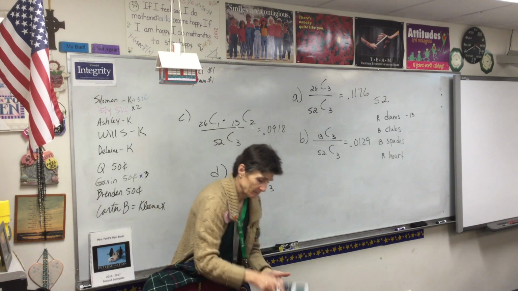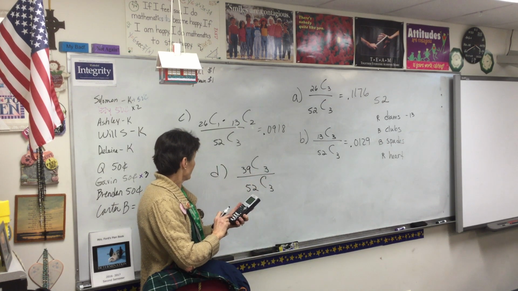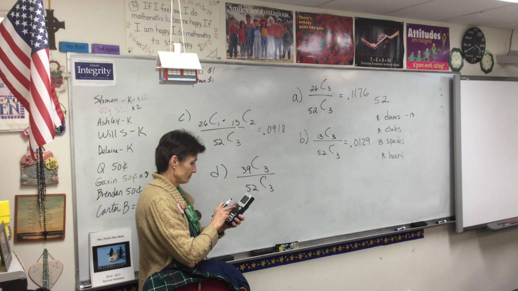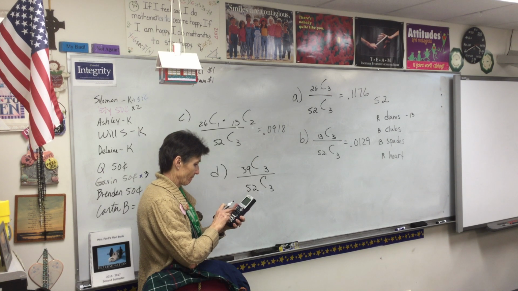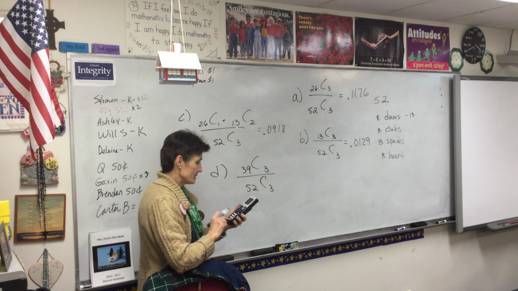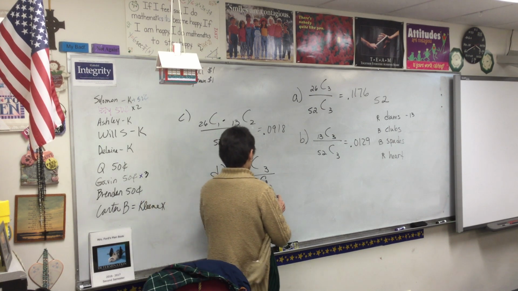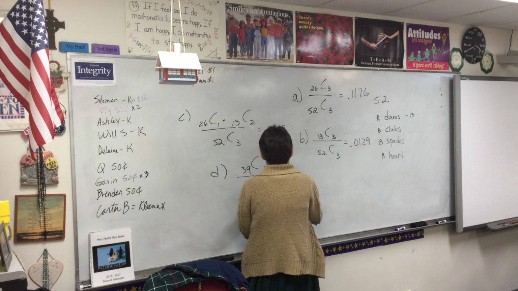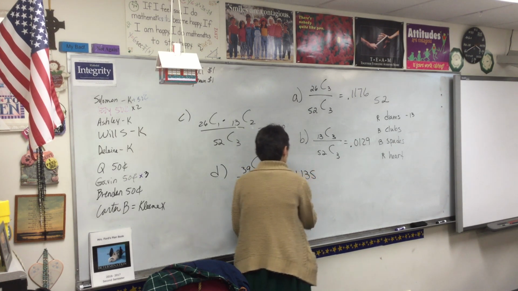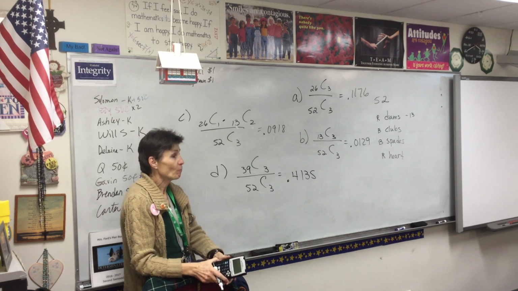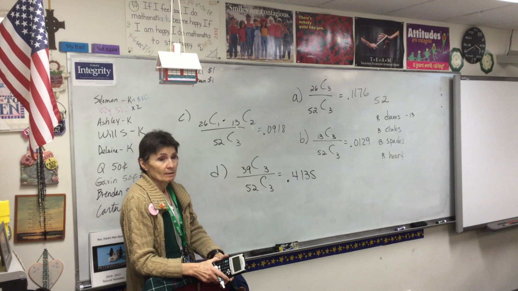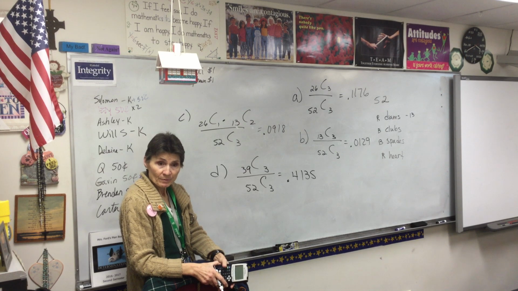So type it in. Did you get 0.4135? Yeah. So actually, that's not too bad. That's about a 40% chance that you wouldn't get any spades.